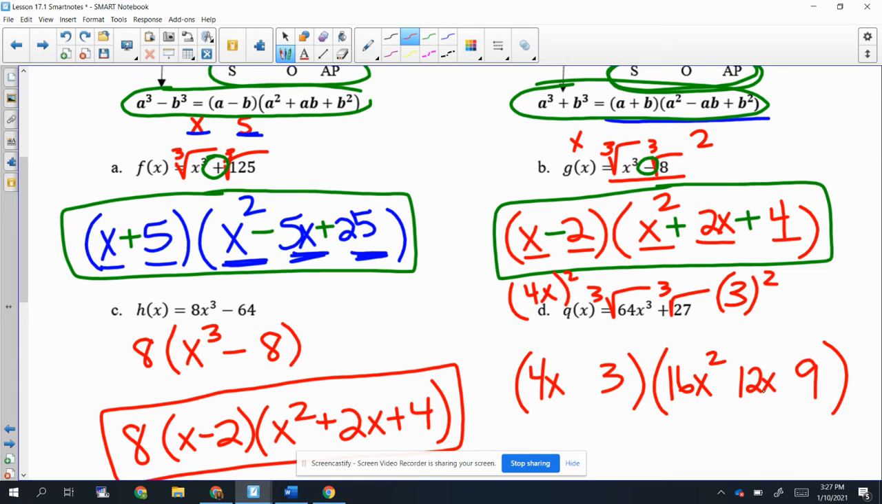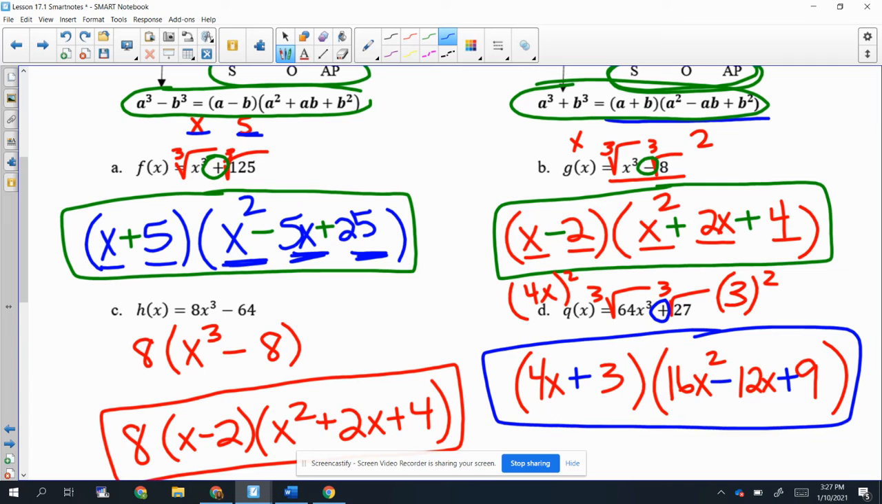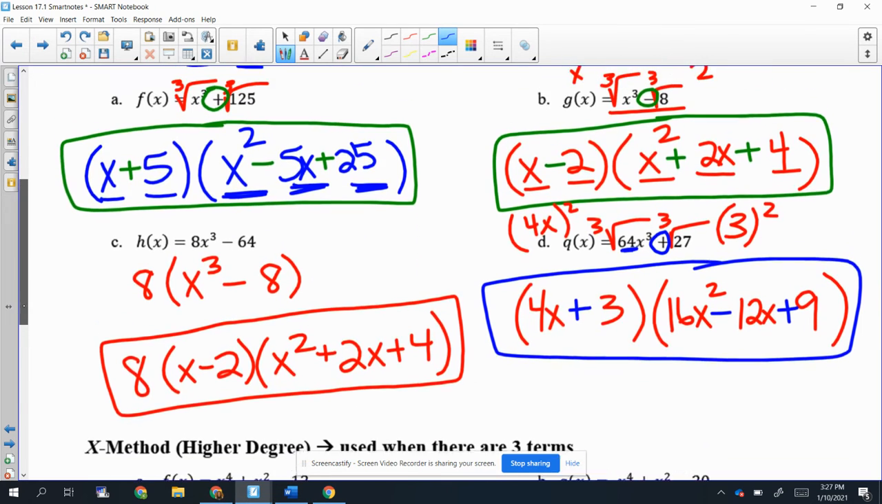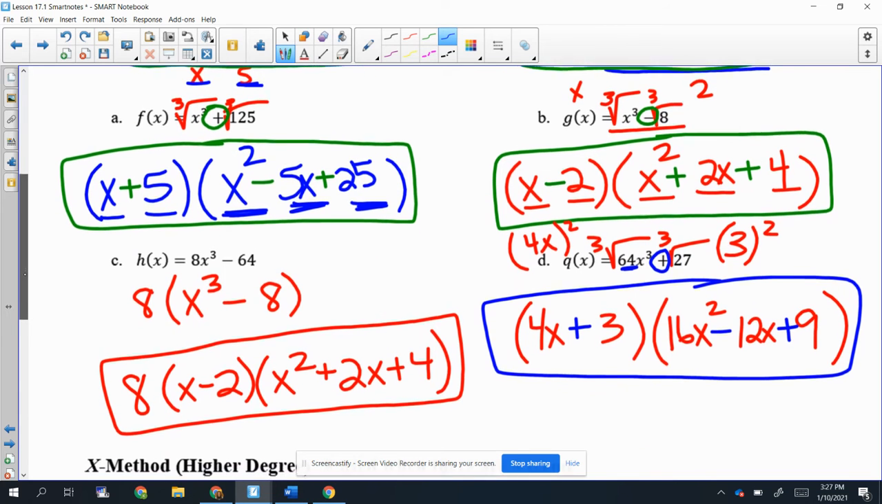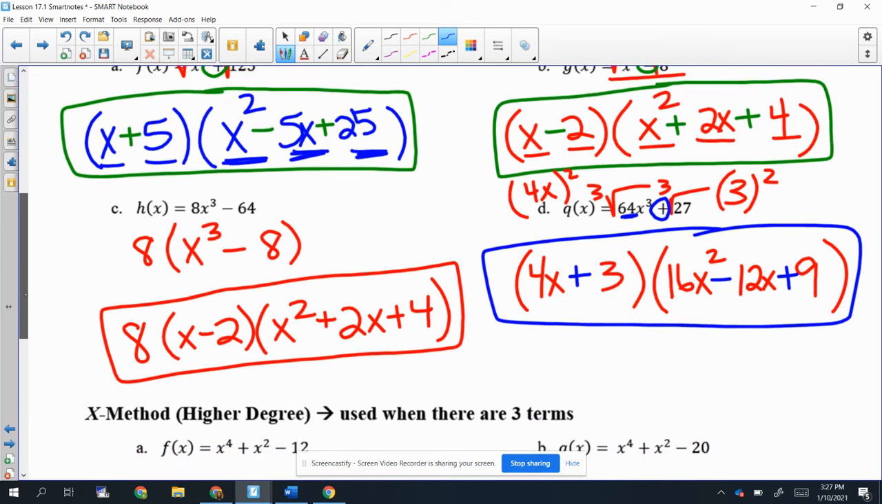So be careful with that one. And then just go ahead and look at your sign on the original, which was a plus. So we would do same, opposite, always positive. And that is your final answer. Okay, so that one was a little bit more tricky because we had a leading coefficient here. Awesome. So that is sum and difference of cubes. Okay. If you have any questions on that part, we will be talking about it during the Zoom tomorrow.